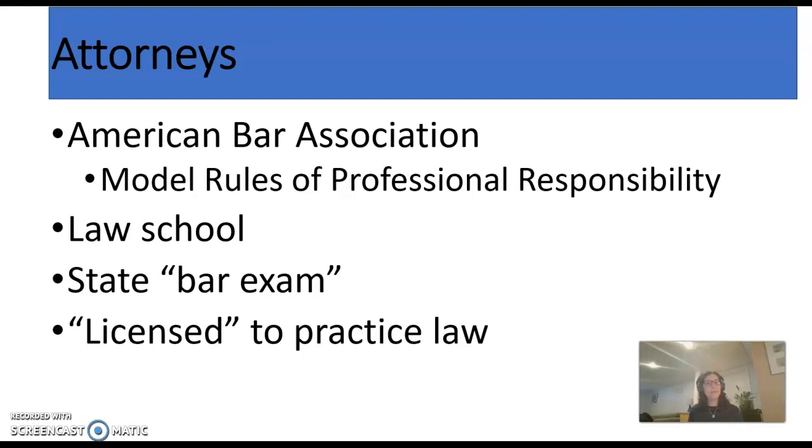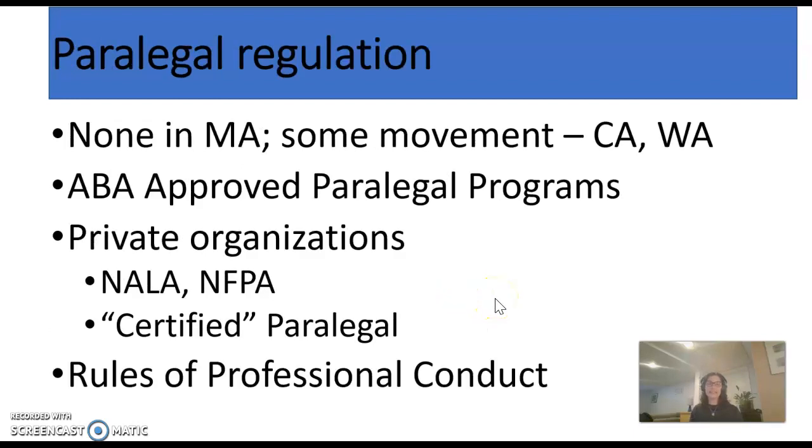Okay, so what about paralegals? What's really interesting is that the field of paralegals is not uniformly regulated. You may have already figured this out, but to become a paralegal, you don't have to go to paralegal school, although most employers require coursework, and you don't need to take an exam. It's not a licensed profession. So to be a paralegal, when you finish our program here at Middlesex or any other educational program, you don't sit for a state exam to become a paralegal.